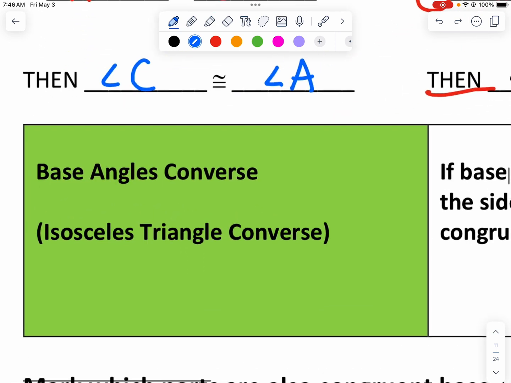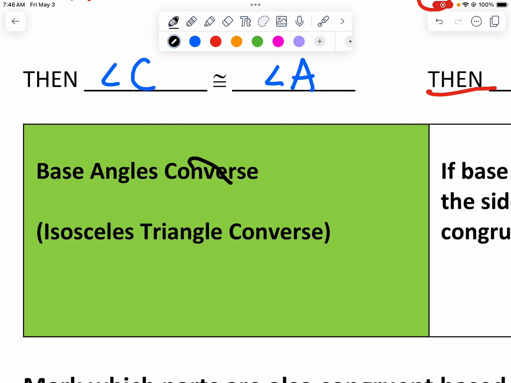Now the converse is true. Converse, no, it's not the shoe. Converse means the opposite is true. You don't need to X that out. I'm just telling you that those two things are the same. So let me go ahead and erase that.